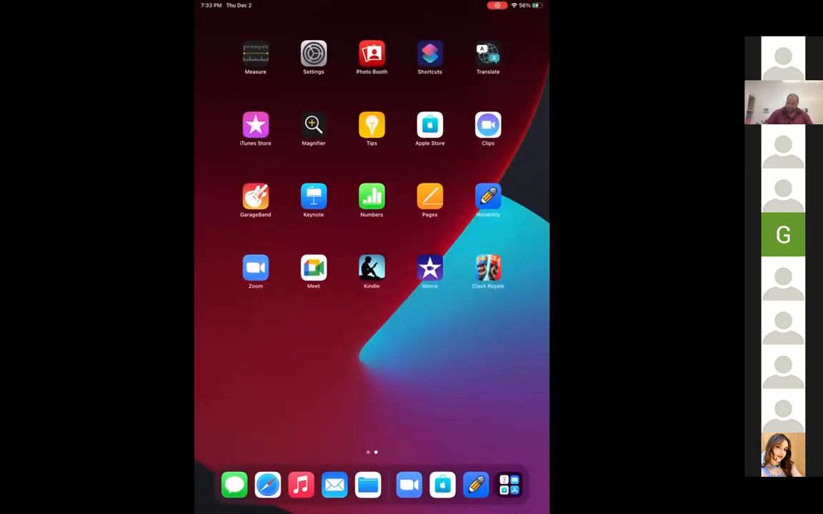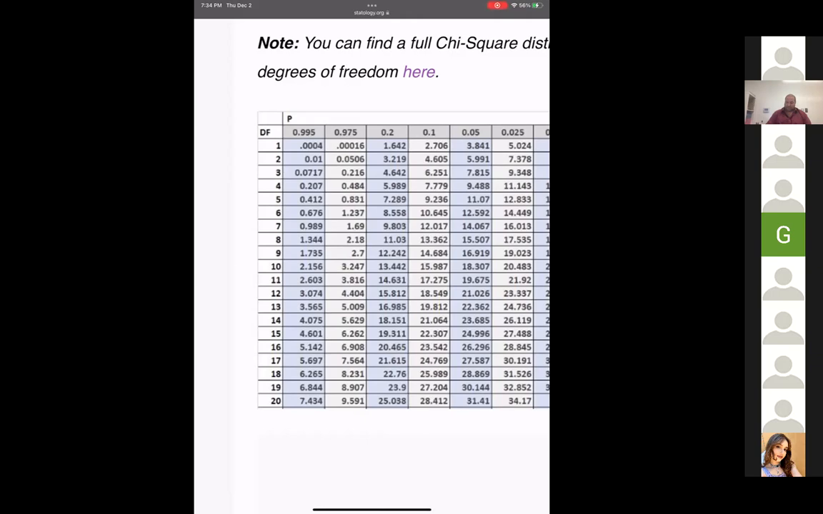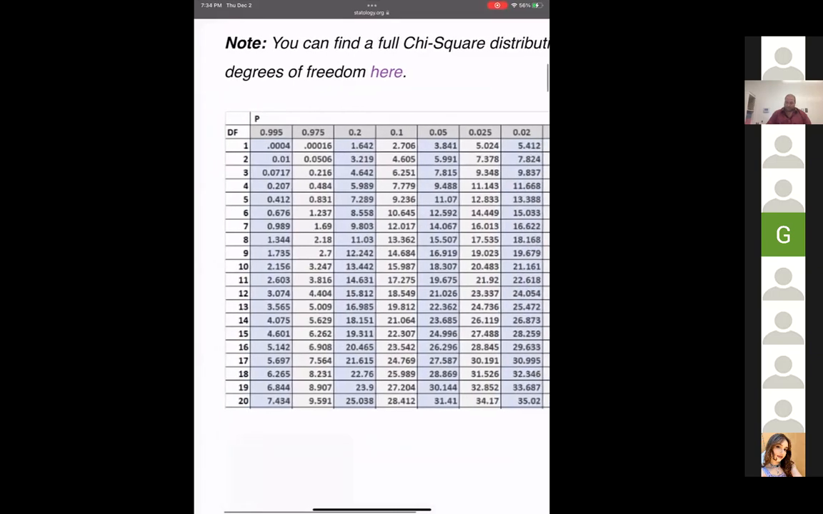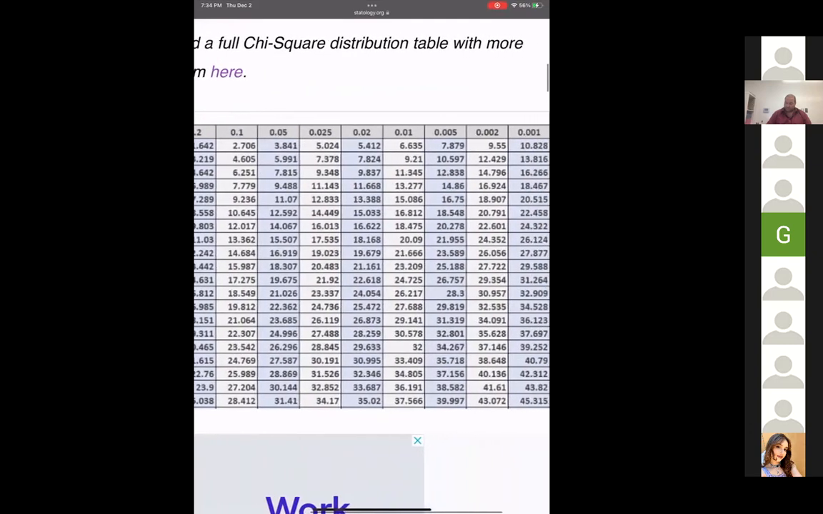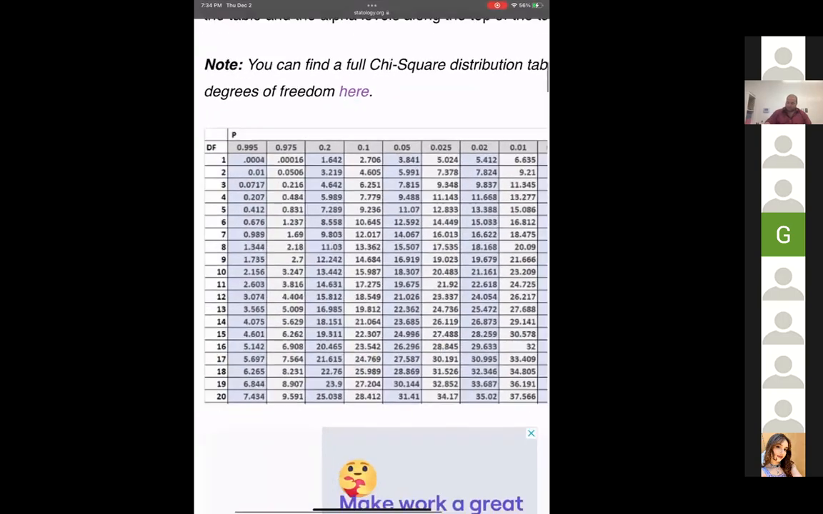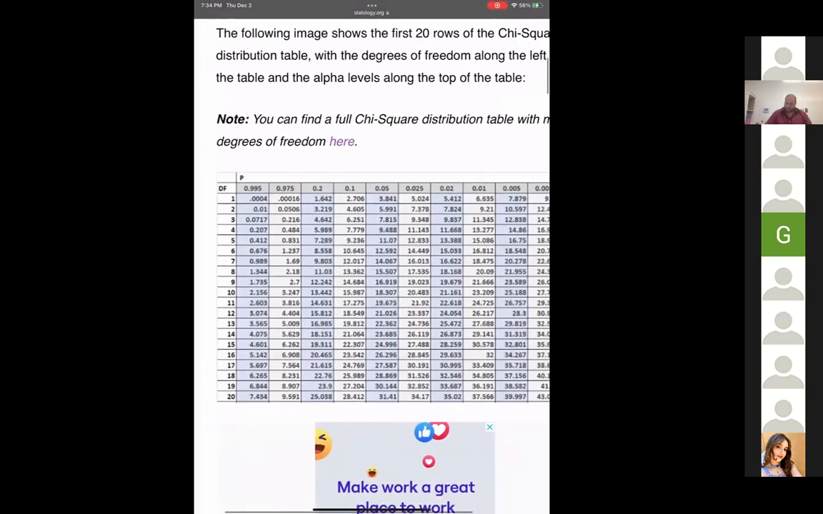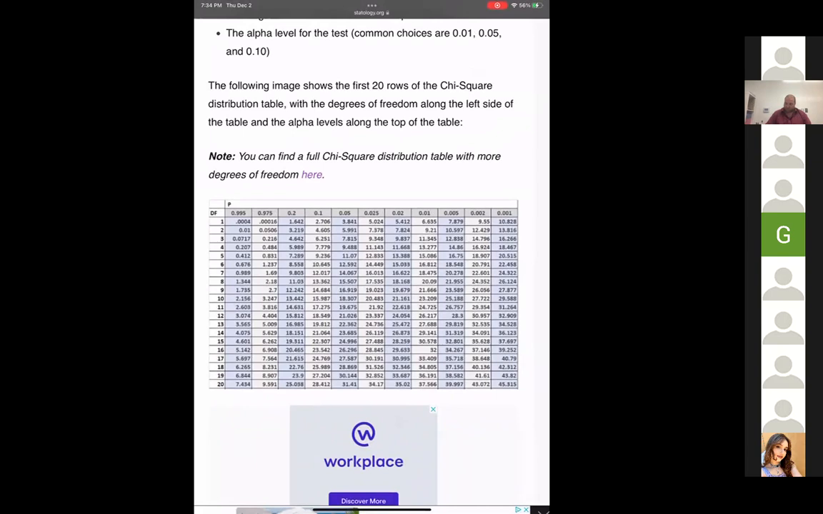So if I go back to the table, I now know which row to use. The degrees of freedom is 12, and I'm going to look for my test statistic. What did I get again? 193.58. Where is it? Where's my test statistic for degrees of freedom 12?